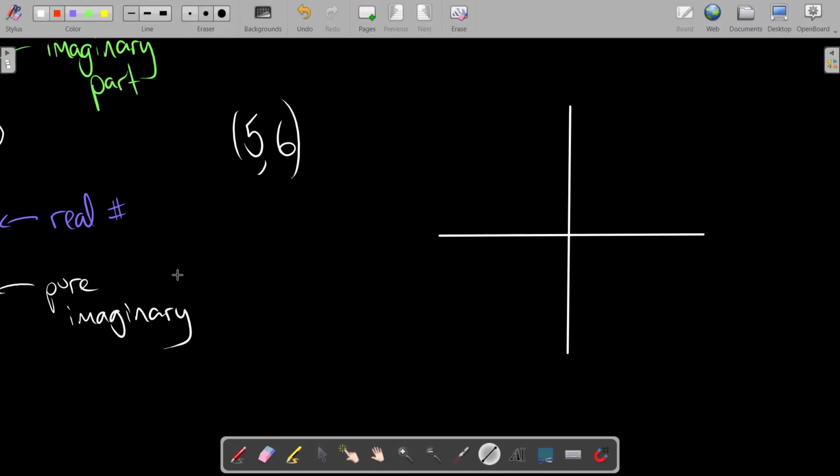And the artist formerly known as the x-axis is the real axis. And the artist formerly known as the y-axis is the imaginary axis. And so if I said to you, I want you to graph the complex number, I'll use some colors here. If I said graph 5 plus 6i, it's insultingly simple.